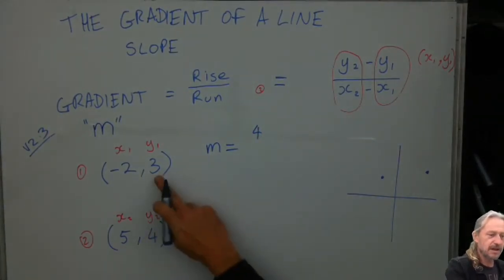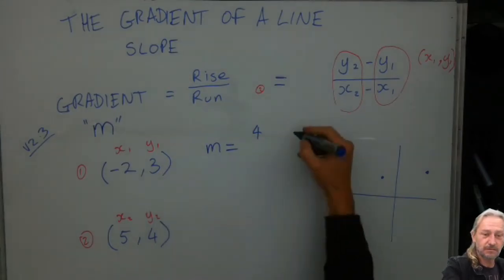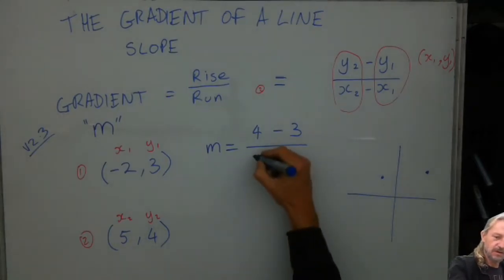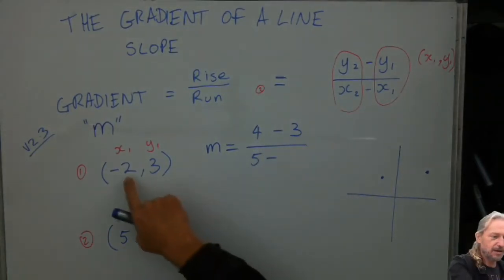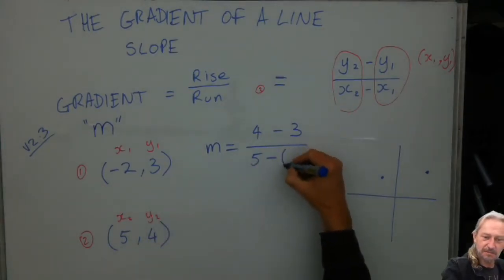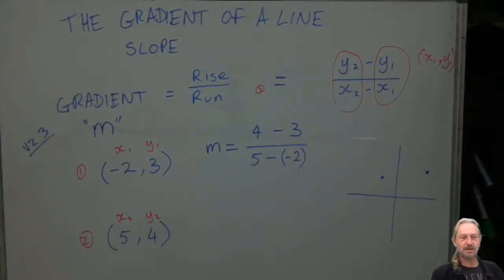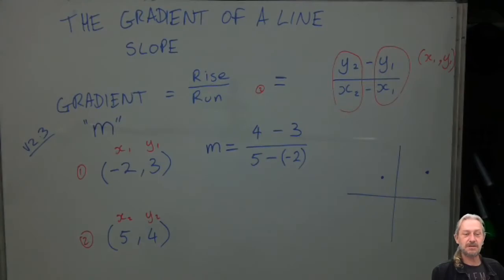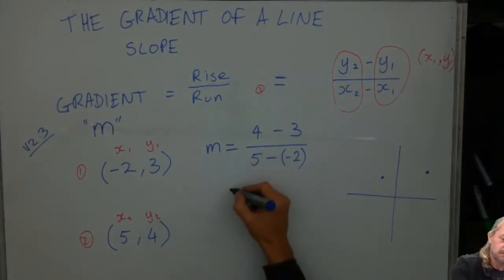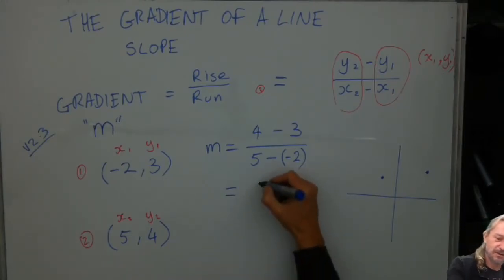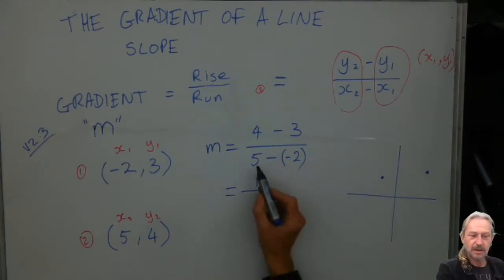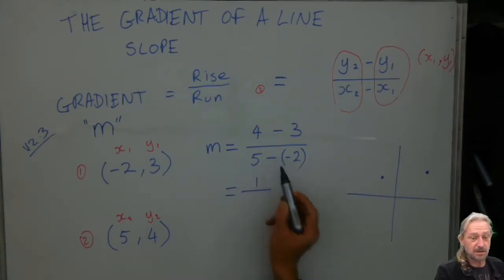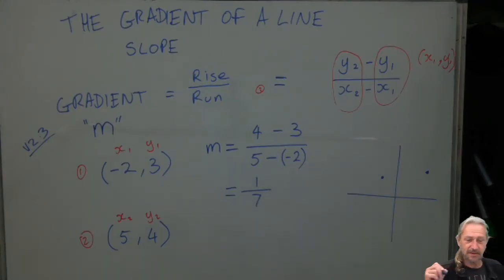4, take away y1, take away 3, divided by 5, take away, now this one's negative, so I'm just going to plop it in brackets so we don't get confused. So then we just need to work out these little sums and then come up with just a single number. So 4 take away 3 is going to leave us 1 on the top. 5 take away -2 is like 5 plus 2, so that's going to be 1/7.